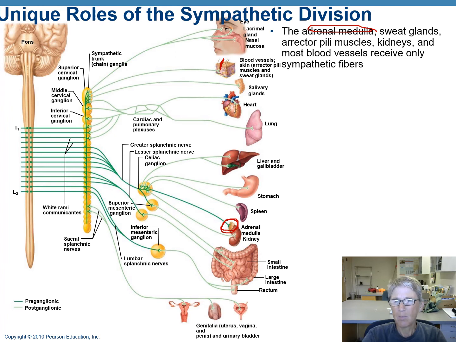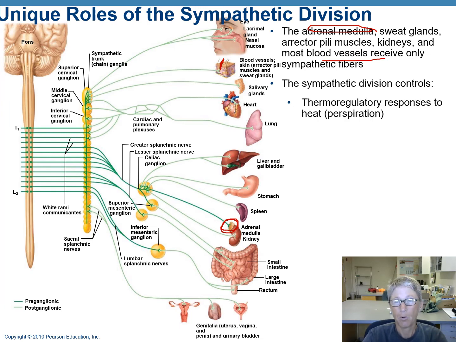The kidneys and most blood vessels receive only sympathetic fibers. So the adrenal medulla only gets sympathetic axons or fibers. The sweat glands, erector pili, kidneys, and most of your blood vessels will only be innervated by the sympathetic nervous system. So the sympathetic division controls perspiration, your regulatory response to heat. Then there's release of renin from the kidneys, and you'll talk all about that. Here's a kidney. You'll talk all about how the sympathetic nervous system allows for release of renin from the kidney, and renin will go on to raise your blood pressure.